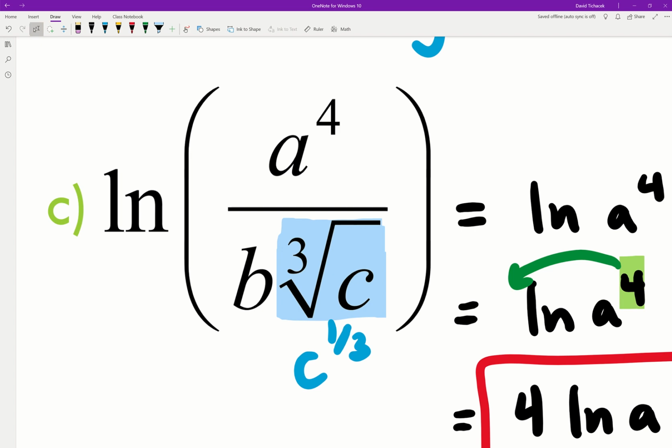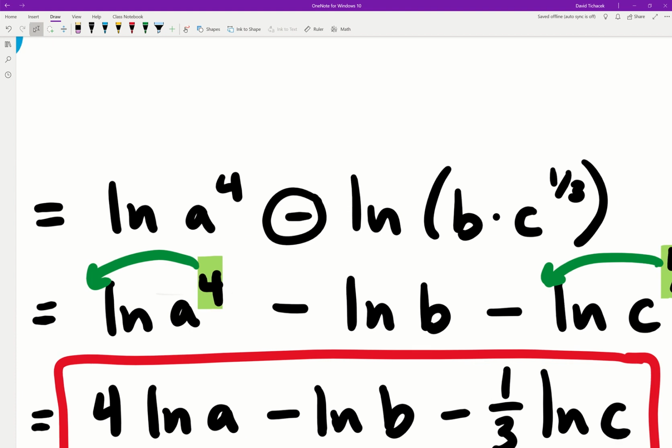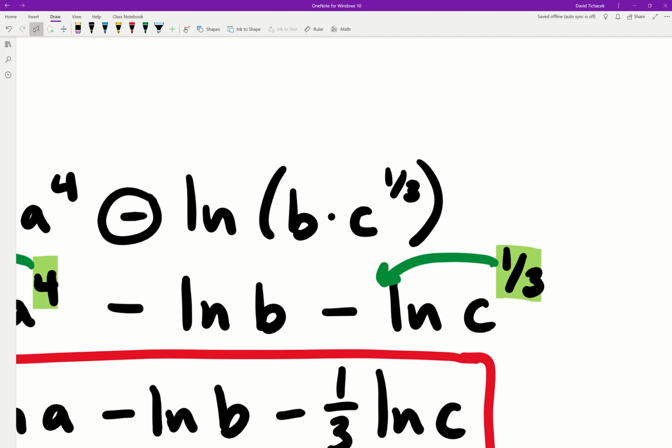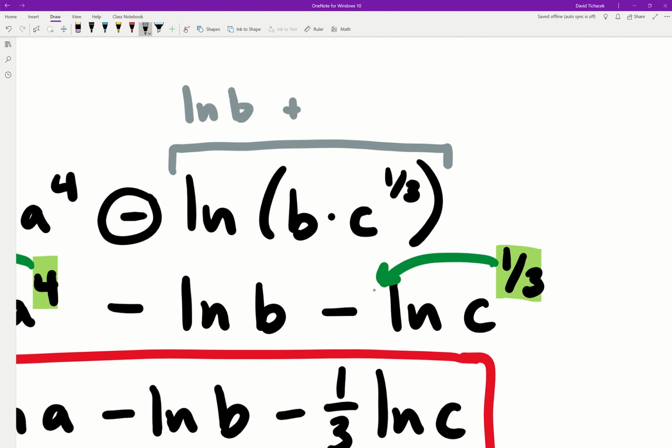We're going to rewrite that as the difference of two logs, and so the natural log of a to the 4th minus the natural log of b times c to the 1/3 power. And what we're going to work with next is going to be this part right here. Okay, so this second log, remember that we can see here that the input is a product, so I can split that up into the natural log of b plus the natural log of c to the power of 1/3.